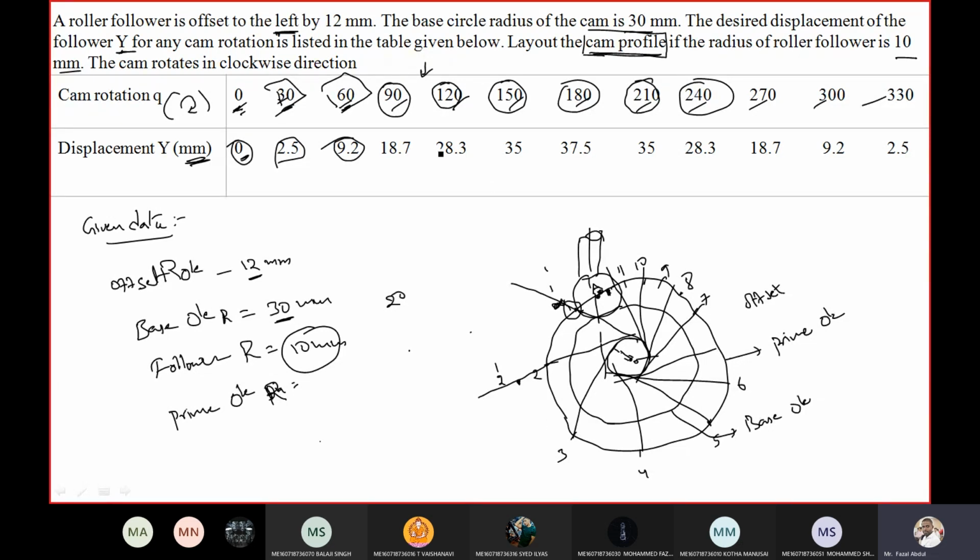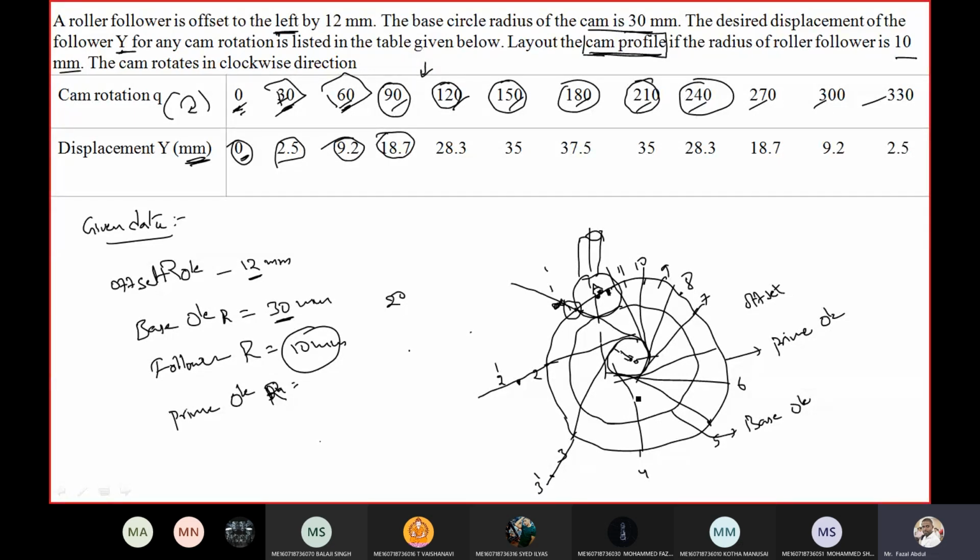Now what is the next line, the 90 degrees line? This is the 90 degrees line. On the 90 degrees line, shift the third point along the line. How much distance? 18.7. Measure 18.7 and make a point. Name it 3 dash.